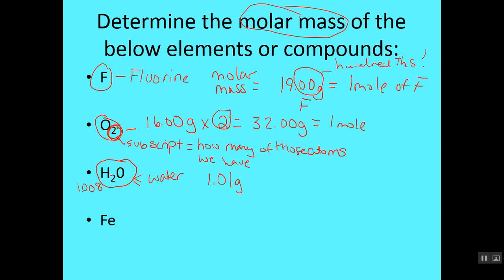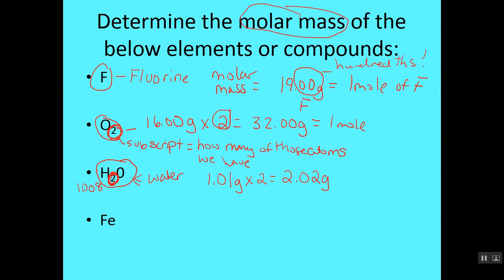But now you should tell me that there's not just one hydrogen, there's two of them, right? That's what that little subscript means. It's saying two hydrogen. So we're going to take that 1.01 times 2, which means we have a mass for hydrogen of 2.02 grams.